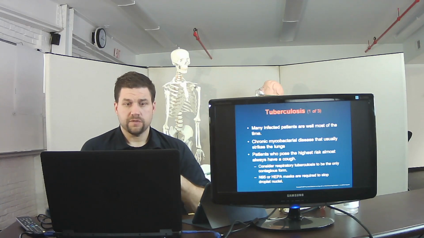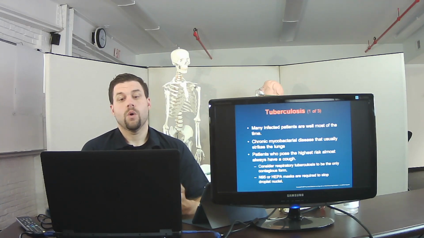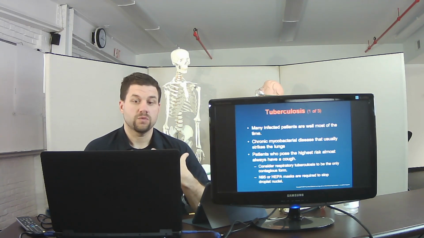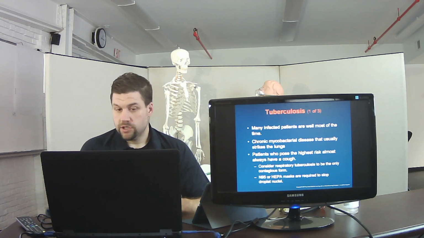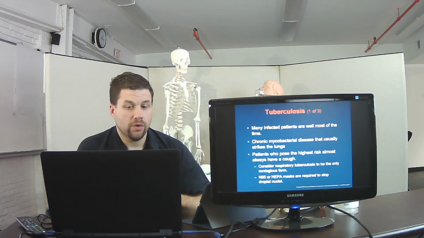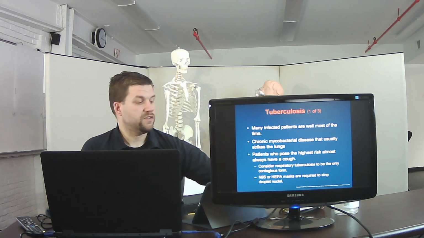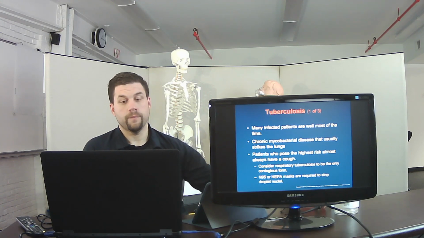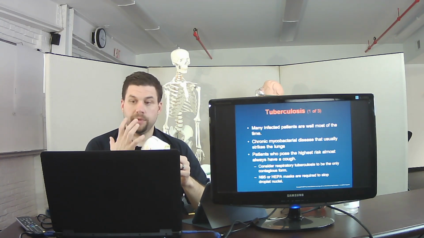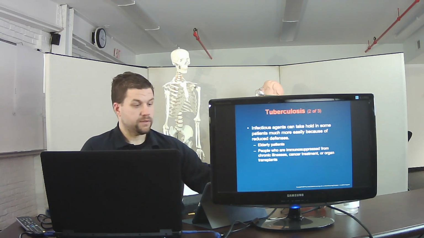TB, tuberculosis. Many infected patients are well most of the time. So TB is a chronic mycobacterial disease that usually strikes the lungs. Patients who pose the highest risk almost always have a cough. So consider respiratory tuberculosis to be the only contagious form, and then just wear your N95 or HEPA mask to stop the spread of the droplets.